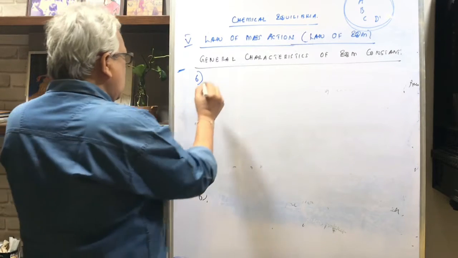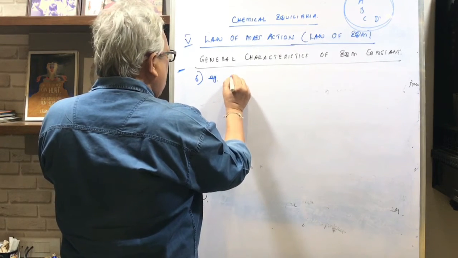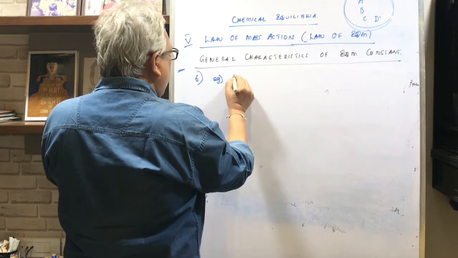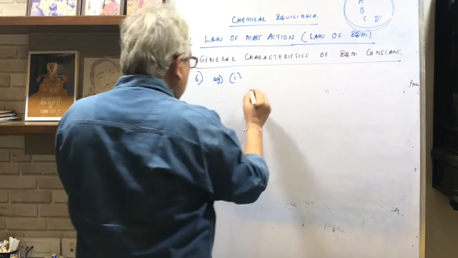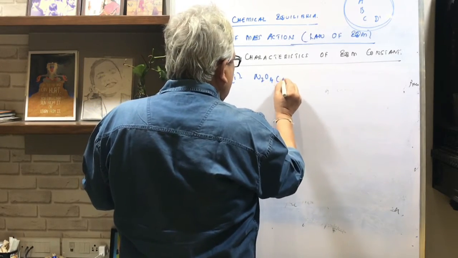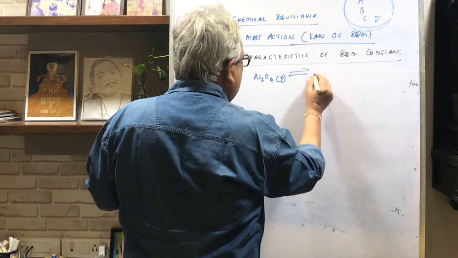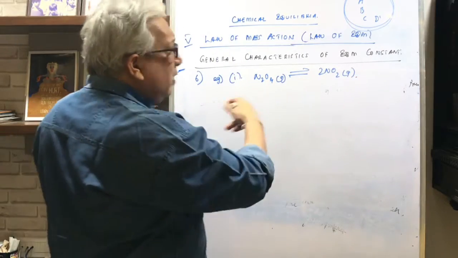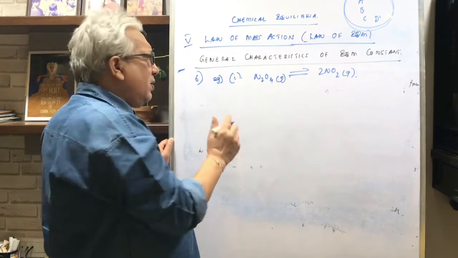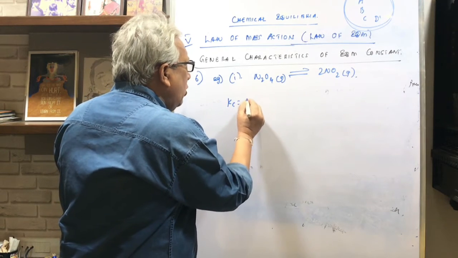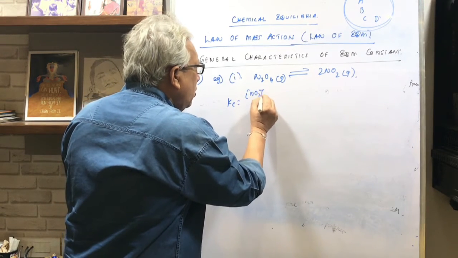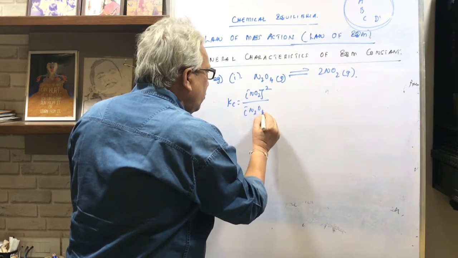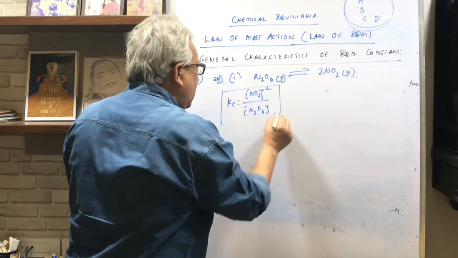Let's say there is an equation. Example, point number 1. I write this reaction. N2O4 gas is in equilibrium with 2NO2 gas. If I write in terms of Kc, in terms of concentration, the Kc will be concentration of NO2 into concentration of NO2, that is square, upon N2O4. This is what I'll be writing.